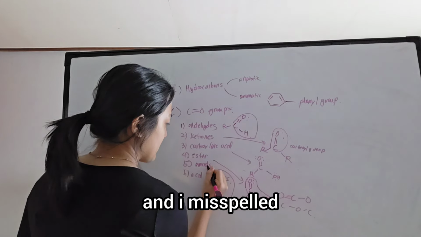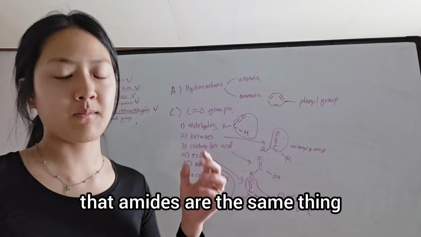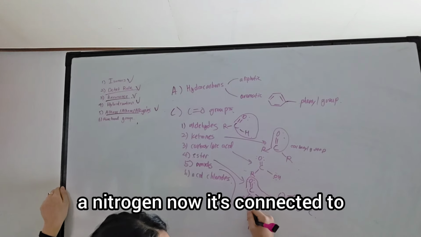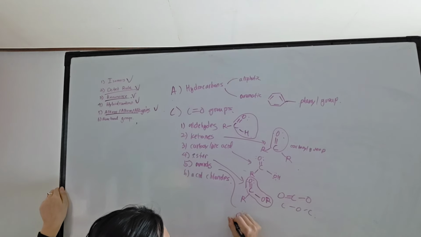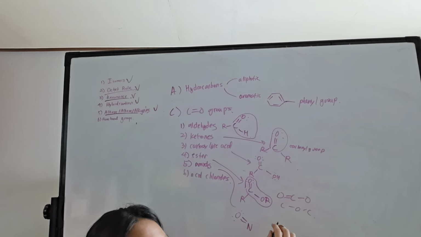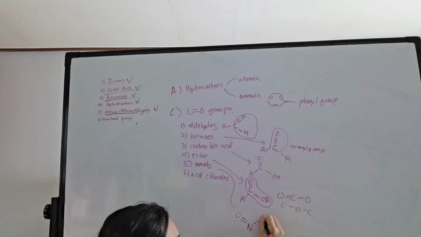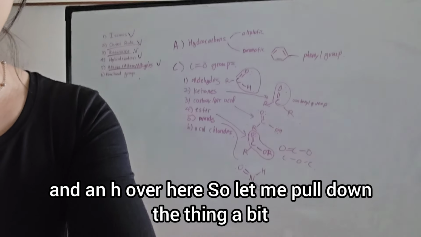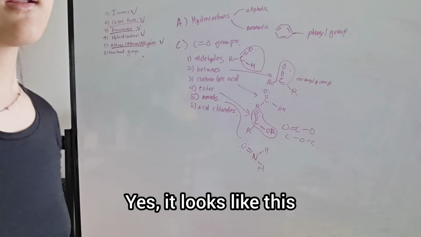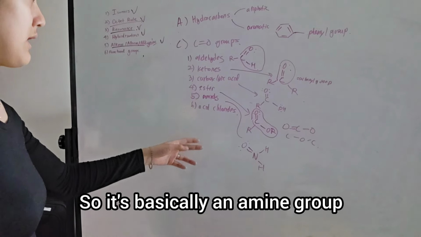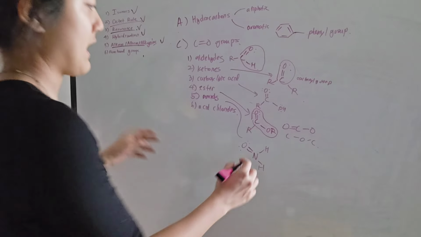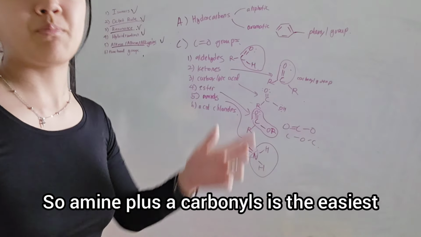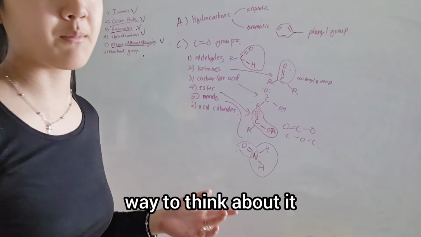And I misspelled that. Amides are the same thing, except when you have a nitrogen, now it's connected to an O, and then there's an H over here, and an H over here. So let me pull down the thing a bit. Yes, it looks like this. So it's basically an amine group, the NH2, plus a carbonyl bond. So amine plus a carbonyl is the easiest way to think about it.